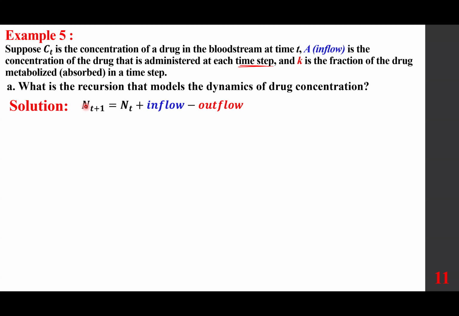And now, C sub t plus 1 is C sub t plus inflow, which is 8, minus outflow. Now, K is the fraction. For example, A is 10%, so minus 10% of that. 20%, 20. So minus K times C sub t. Pay attention to this. This is a fraction. So this has to be multiplied by the amount that was in there before we give the new dose.